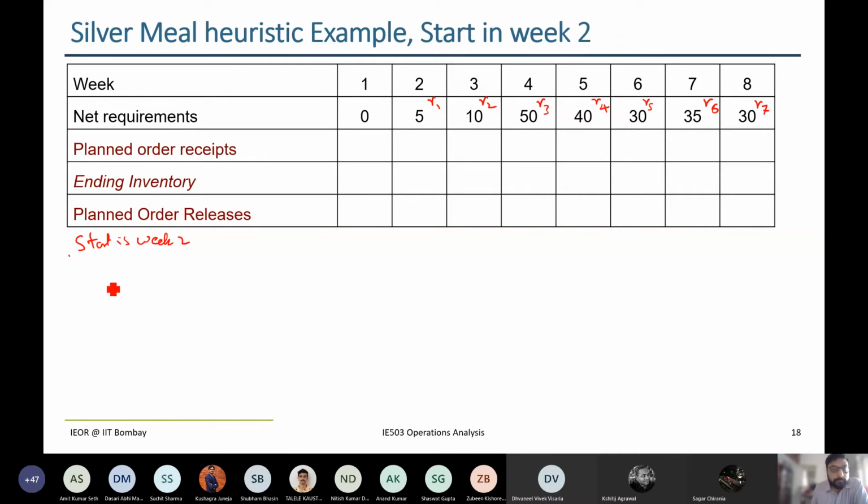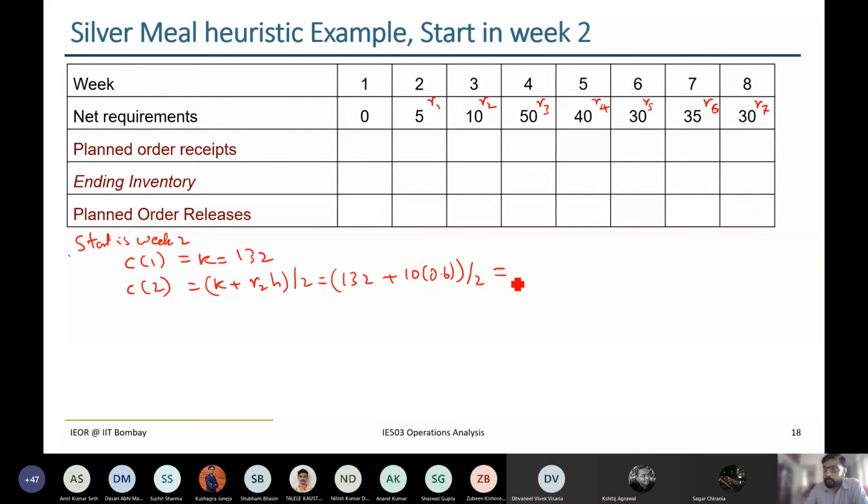Now C of 1, that is my production only lasts for that particular period. That means it is K, which is just 132. If production lasts for 2 periods, then it is K plus R2 into H divided by 2, which is 132 plus 10 into 0.6, the whole divided by 2, which comes out to be 69.